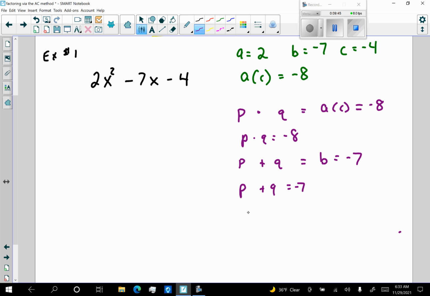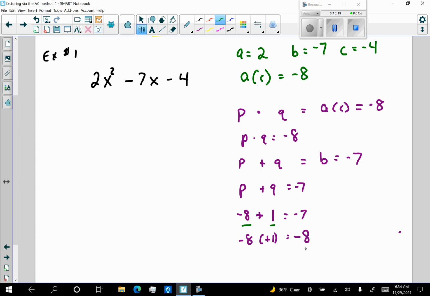The two numbers are negative 8 and 1. Negative 8 plus 1 is negative 7, and negative 8 times 1 is equal to negative 8. So those two numbers were easy to find. So here are the two numbers that I'm going to use. I'm going to use negative 8 and 1. Negative 8 plus 1 is negative 7. Negative 8 times 1 is negative 8.